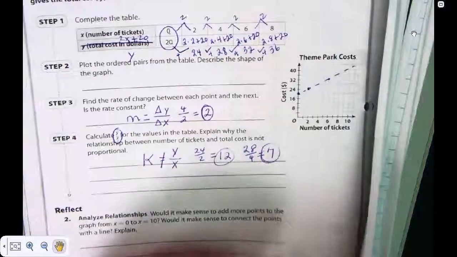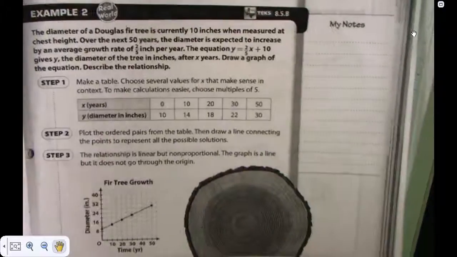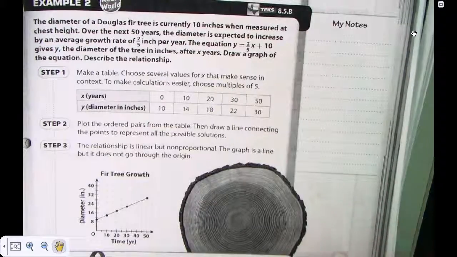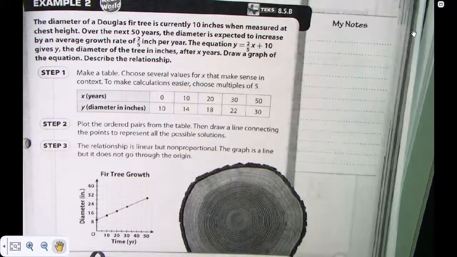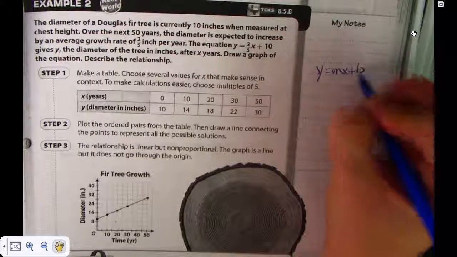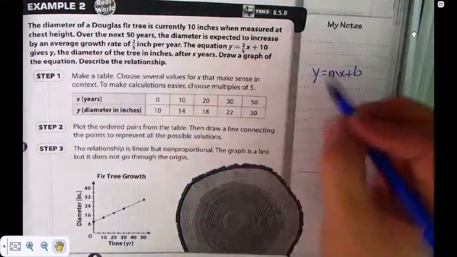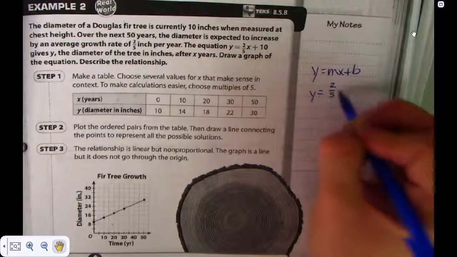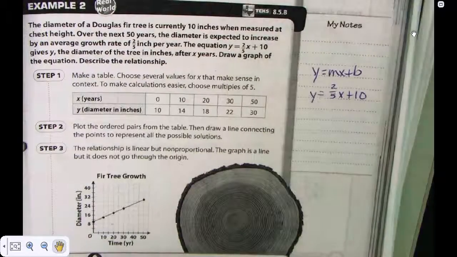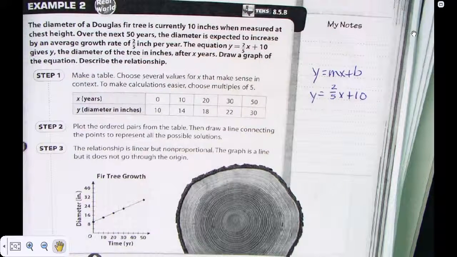Okay? Turn the page or look at page 91. Now we've got a tree, and they gave us the equation to find the diameter after so many years. Okay? So I want you to write right over here, y equals mx plus b. Under it, let's go write the equation. Now, by looking at this equation and this table, what do we already know?